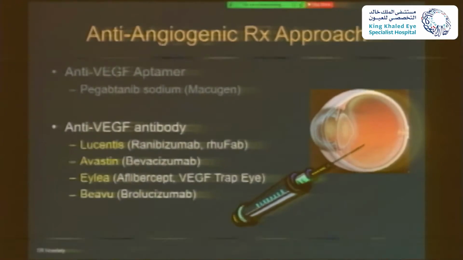So the treatments are mostly Lucentis, which is the first anti-VEGF that was studied in clinical trials and in practice. It's called ranibizumab, and the original name was Rufab. So if you ever hear Rufab, that's the same thing as Lucentis. Avastin, which is bevacizumab, which you all know and which you use, is not indicated for choroidal neovascularization. It's actually for cancers in the body, but it happens that it works and it's much cheaper, so most people in the world use it. And Eylea, which is aflibercept or VEGF trap eye.